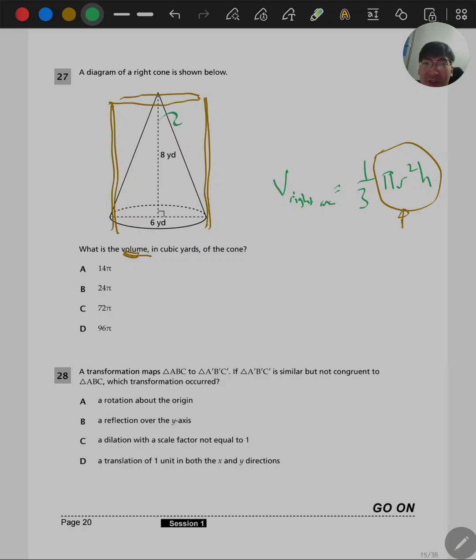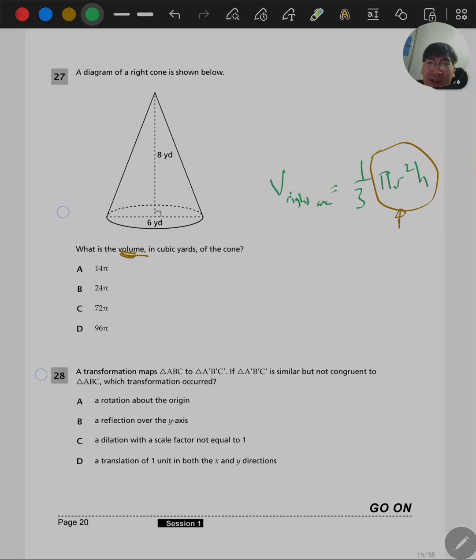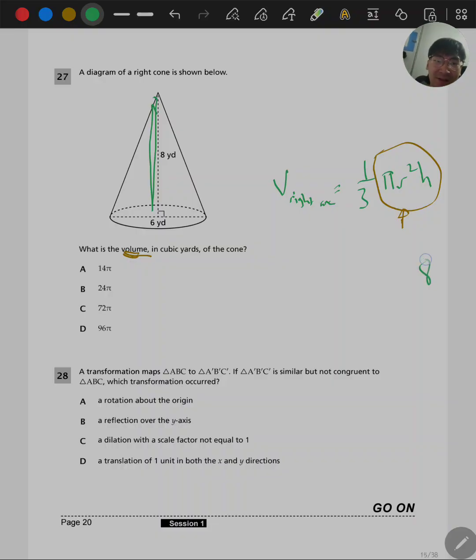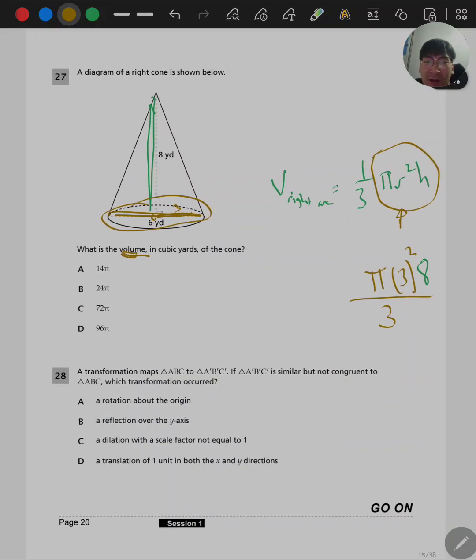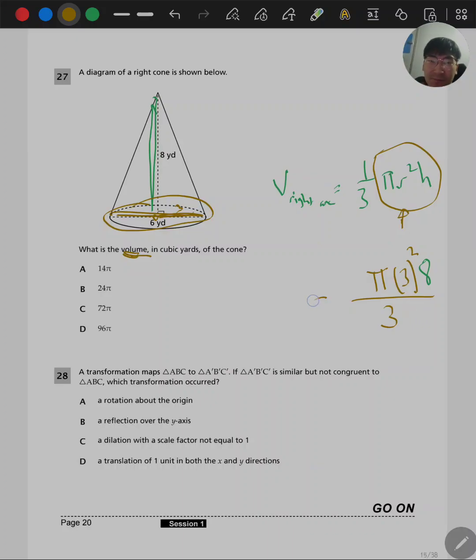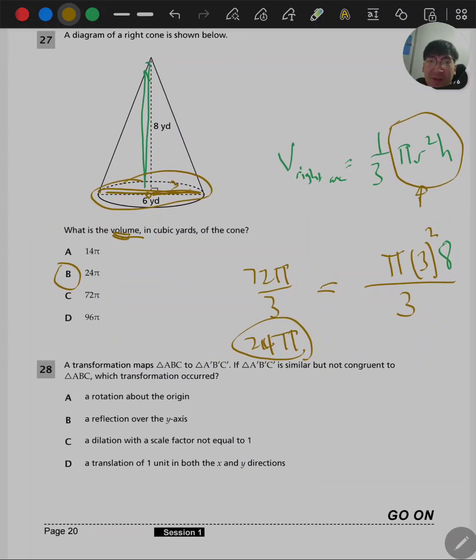So 1/3 pi r squared h, and you need to know which one is the radius and which one is the height. The height is clear. The height is 8. The radius is the distance from the center of the circle to a point on the circle, which is half the diameter. If the diameter is 6, then the radius is 3. So it's 3 squared, times pi, and then I'm going to divide all of that by 3, which is the same thing as multiplying by 1/3. When you do this math, you get 72 pi over 3, which is the same as 24 pi. This is nice because they said you could leave your answer in terms of pi.